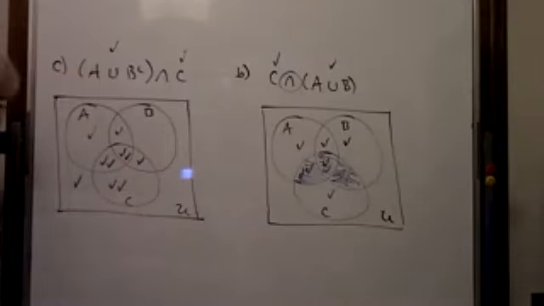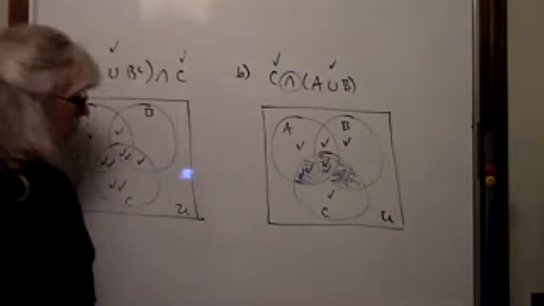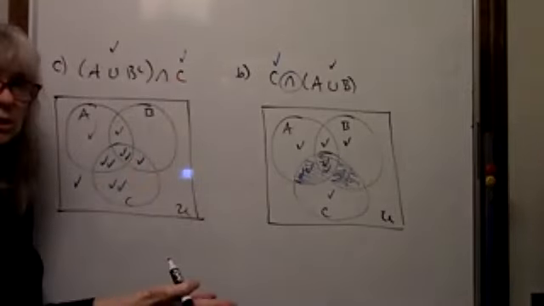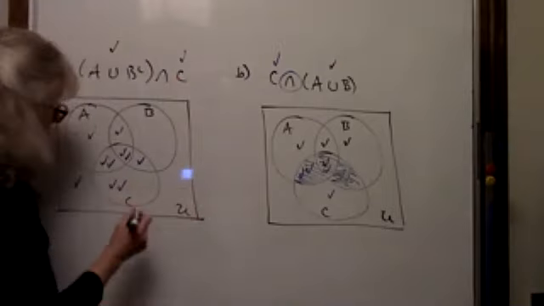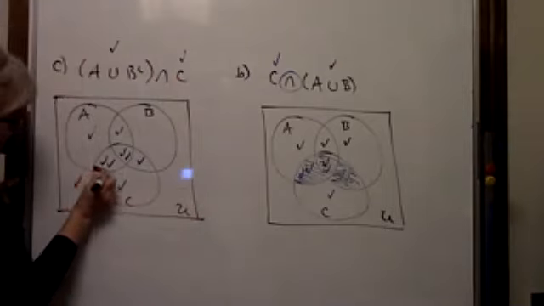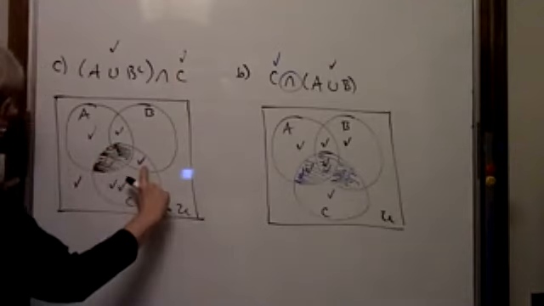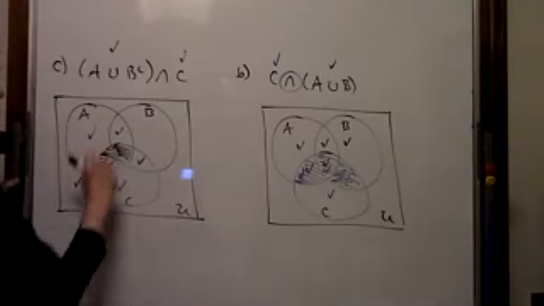Because we're looking for the intersection, we need things that are checked both with a black mark and a blue mark. And that's just because that's what intersection means. It means what they have in common. So they have in common this region and this region. And that's your final answer. We're not going to shade this one this time because we're picking up B complement.